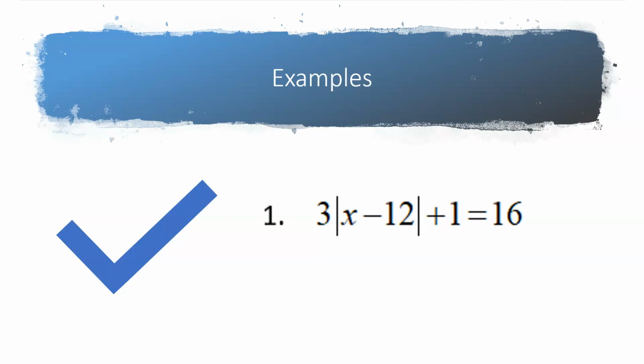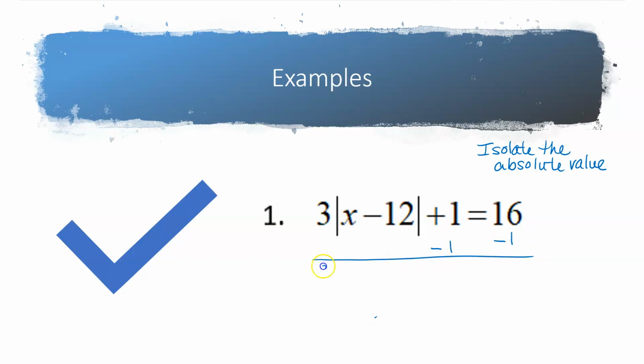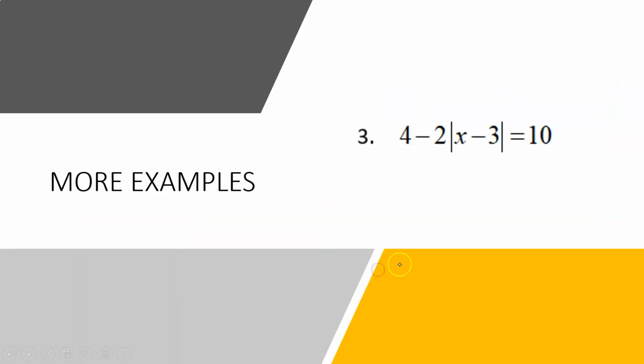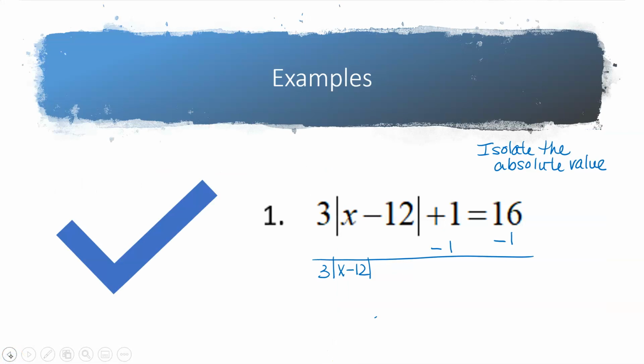So the first thing that you always need to do with these is you need to isolate the absolute value. So that means get everything away from it. So first, we're going to subtract 1 from each side. So I have 3 times the absolute value of x minus 12 equals 15. Now we're going to divide by 3. So I have the absolute value of x minus 12 equals 5.